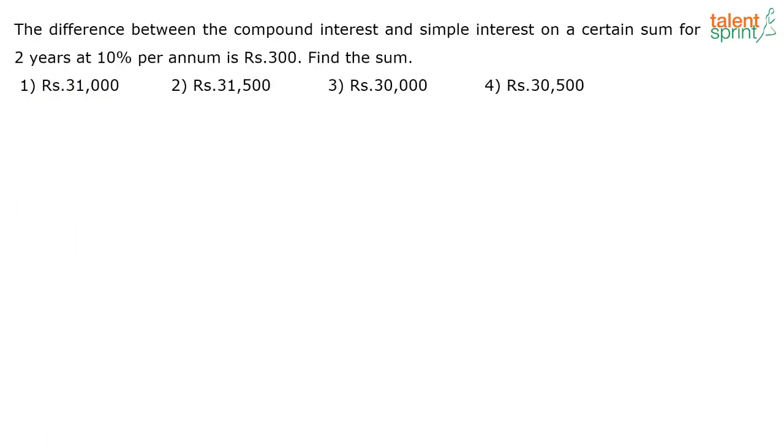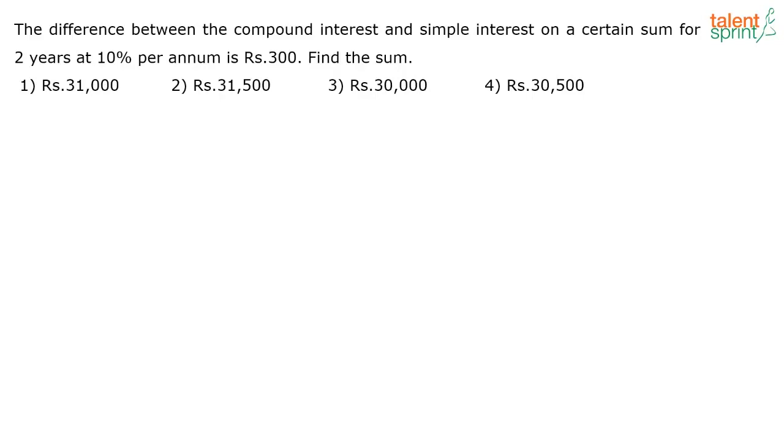Next one. The difference between the compound interest and the simple interest on a certain sum for 2 years at 10% per annum is 300. Find the sum. Yes, very easy question. You just have to apply the formula. We know the difference between simple interest and compound interest for a given period. Directly put in the formula and you will get the answer.